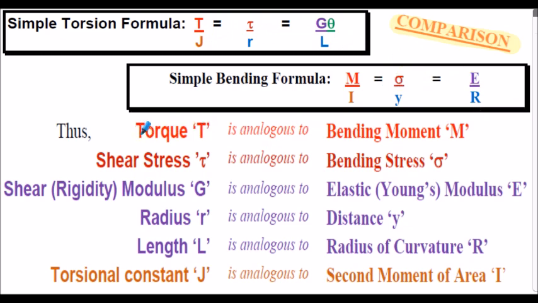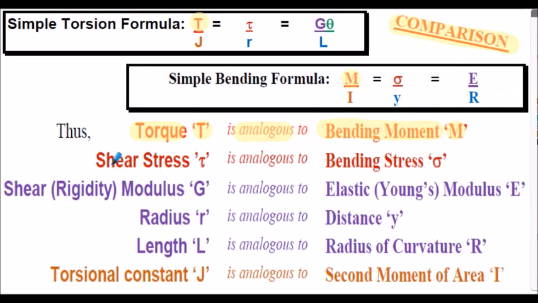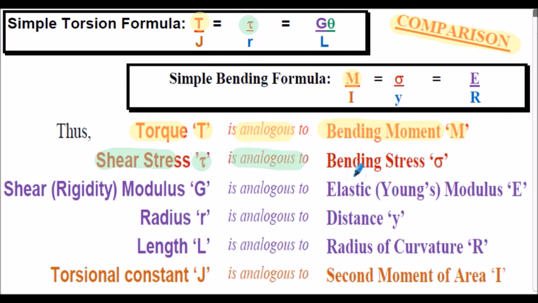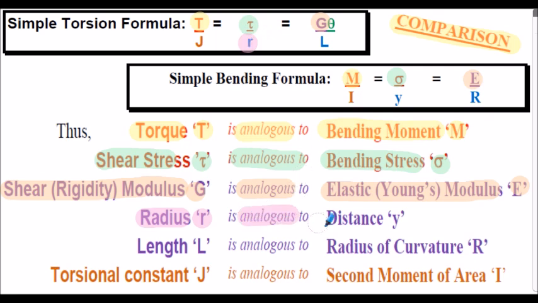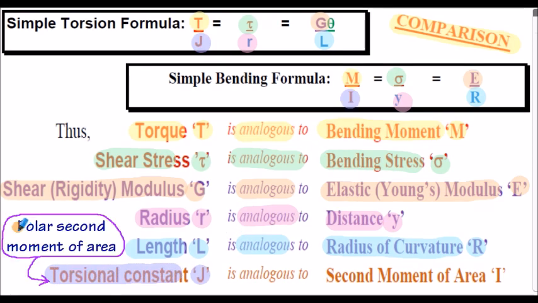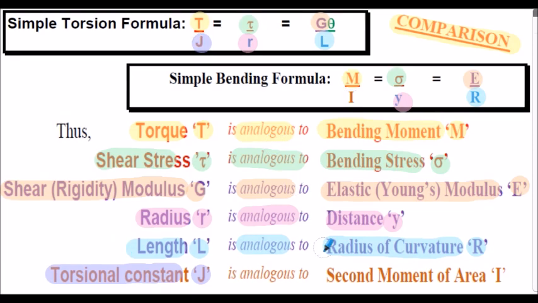So what we notice first of all is that torque T in our simple torsion formula is analogous to bending moment M in our bending equation. Shear stress tau in our torque equation is analogous to the bending stress sigma in our bending equation. The shear or rigidity modulus, capital G, in the torsion equation, is analogous to the elastic or Young's modulus, simple E, in our bending equation. The radius R, in our torsion equation, is analogous to distance Y, in the bending equation. Length L, in the torsion equation, is analogous to the radius of curvature R, in the bending equation. And the torsional constant J, more commonly referred to as the polar second moment of area, shown here, is analogous to the second moment of area I, shown here.